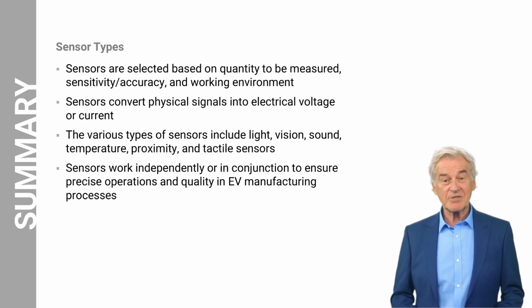The various types of sensors include light, vision, sound, temperature, proximity, and tactile sensors, each serving specific purposes in robotic applications. Whether working independently or in conjunction with each other, these sensors ensure precise operations and quality in EV manufacturing processes, from chassis alignment checks to windshield installation.